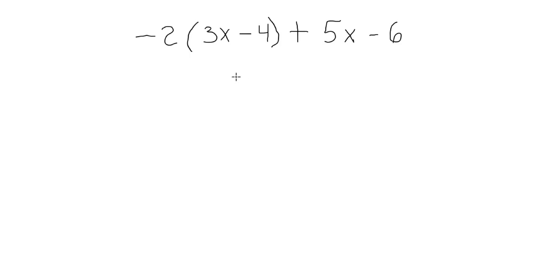Alright, so let's say I had this problem, and my teacher said to combine the like terms. How would I do this? Let's look at it. It says negative 2 times parentheses 3x minus 4, close parentheses, plus 5x minus 6. Well, I see I have like terms, but I also have these parentheses here.